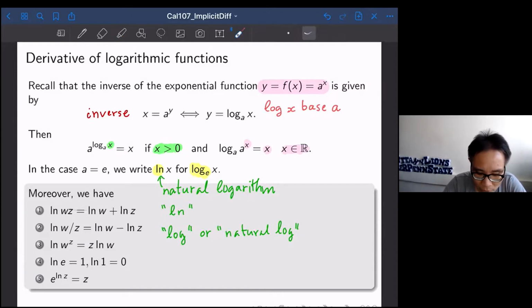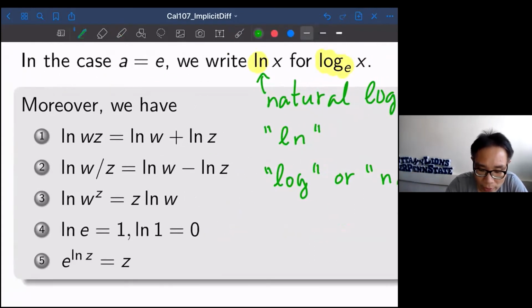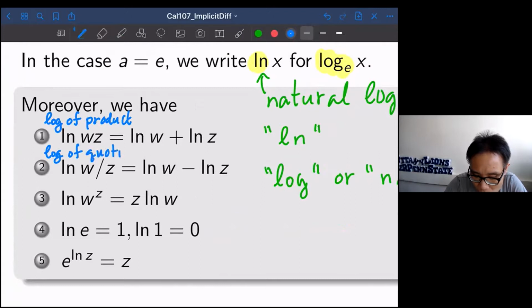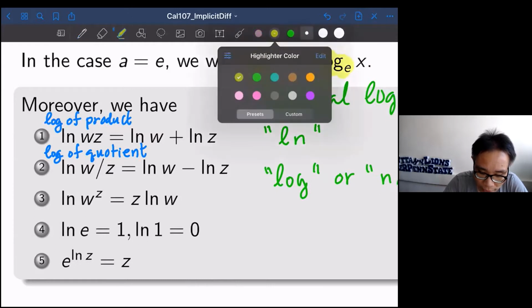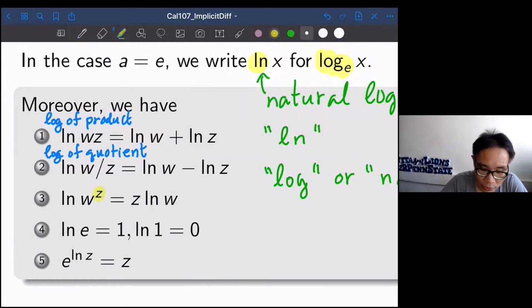So the first one is the log of the product. You have the log of the product turning out to be the sum of the logs. And the second one is the log of the quotient. You have the log of the quotient turning out to be the difference of the logs. And you have log of w to the z. You'll be able to move z down here, so you end up with z log w.